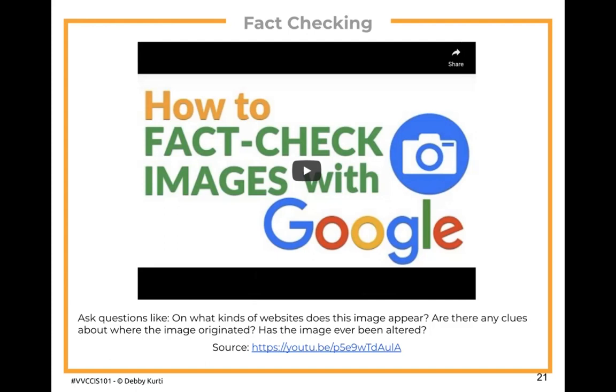So Common Sense Media is actually one of my favorite sites. They have all kinds of really good resources there for how to parse through the media landscape that we're in. But again, one of the things you want to do is ask these questions like, what kind of website does this image appear on? Are there any clues about where this image originated? Has this image been altered? So there's all kinds of good information.